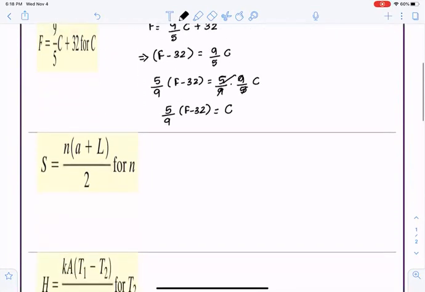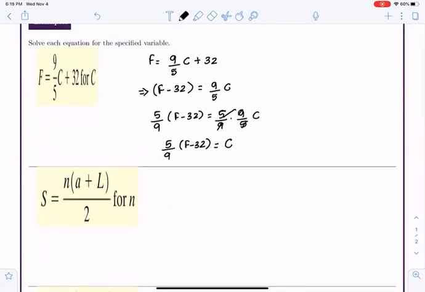So here is another expression where we have to solve for n. And this is a rational expression also. So how do we go about doing that? The ultimate objective here is to isolate n. So the very first step should be to multiply by 2 on both sides. So 2s would be equal to n times a plus l.